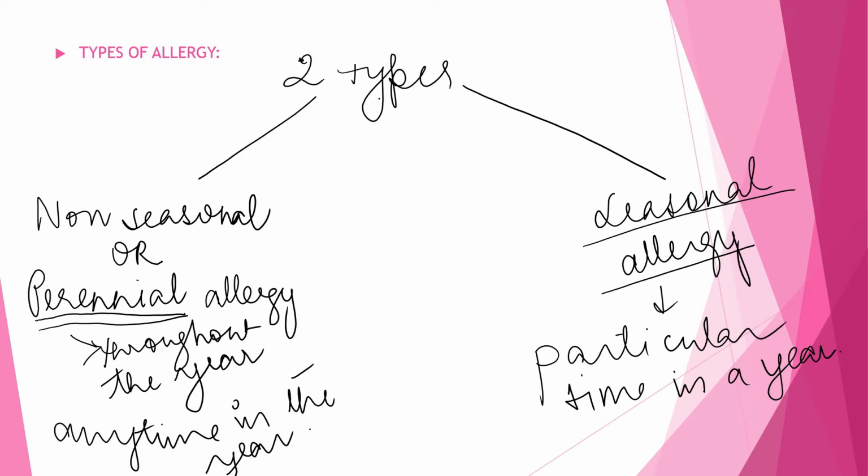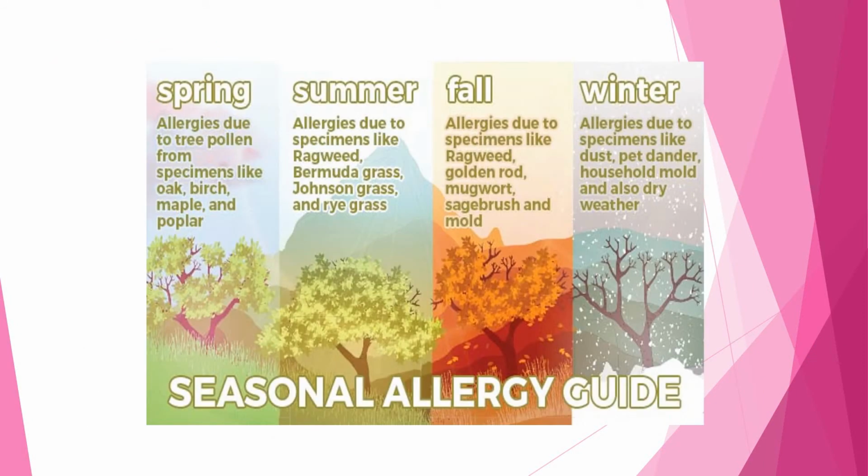Like there are seasons, right? We have, let's see in the next slide, the spring season, the summer season, the fall season. Fall means autumn. Autumn season, and then there is winter. So you see what happens in spring season. We are talking about seasonal allergy.